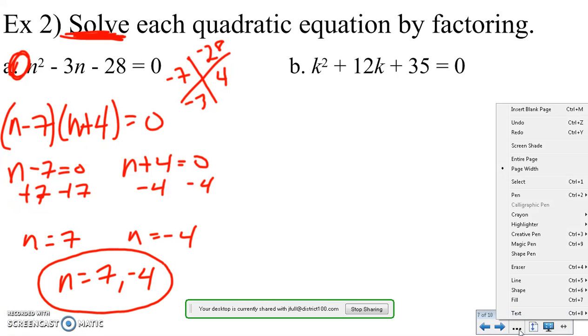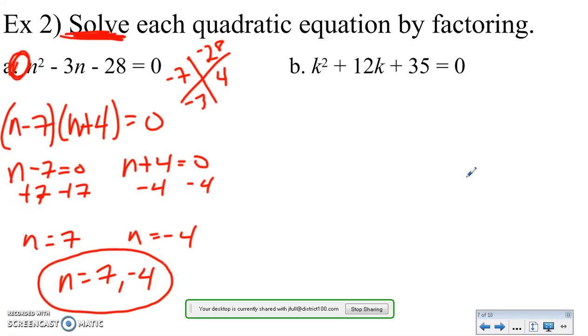Okay, let's do one more. We are going to look at this, make sure it's equal to 0, which it is. There's nothing in front here. We're going to go ahead and make our x. That means 35 goes on top and 12 goes on bottom. So the two numbers that multiply to give us 35 and add up to 12 are 5 and 7.